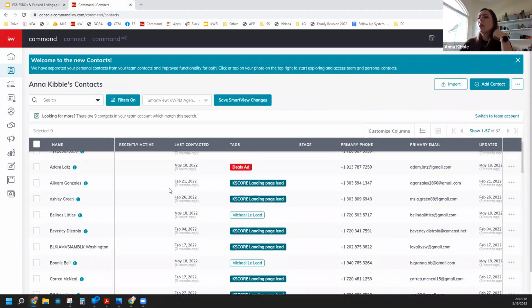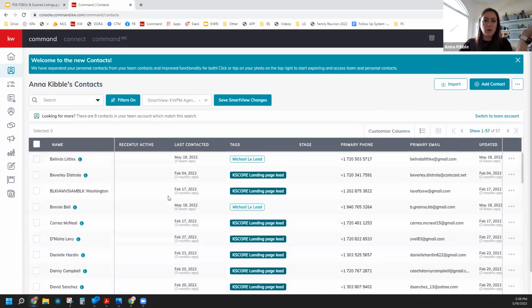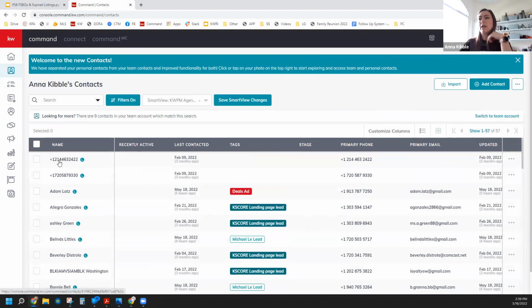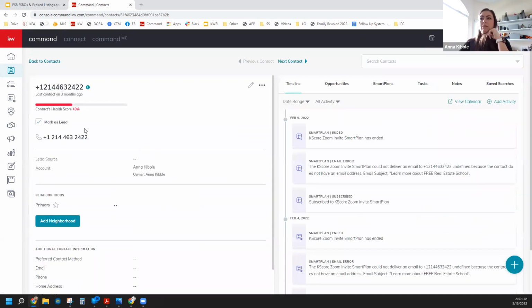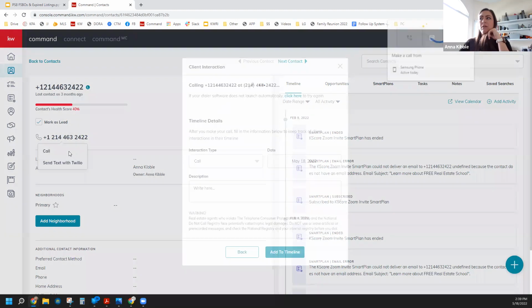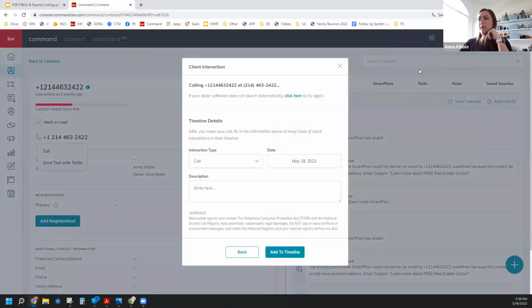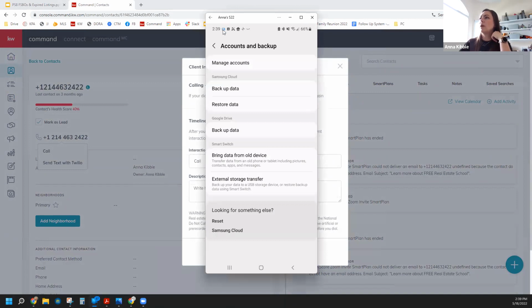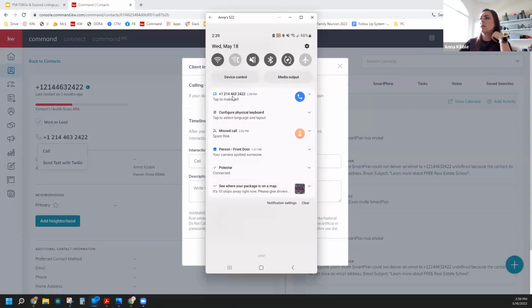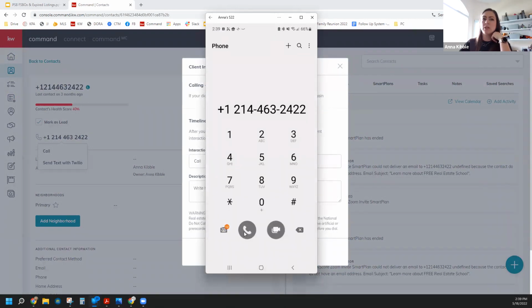Here we go. So I can load a list, whatever list I want, filter it however I want to. I get to this first number on the list and I literally just call it. And now it's going to call it from my Samsung phone. And now you'll see what happens on my phone. So I got a notification on my phone. It's tap to make a call. And so I just call it from my phone.